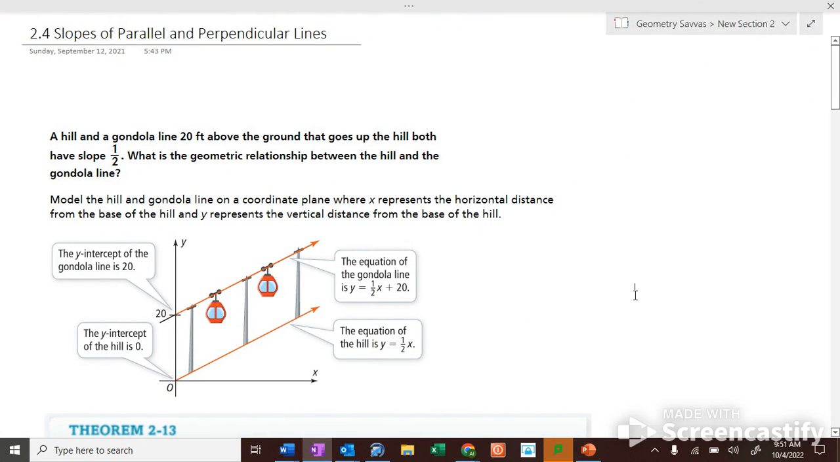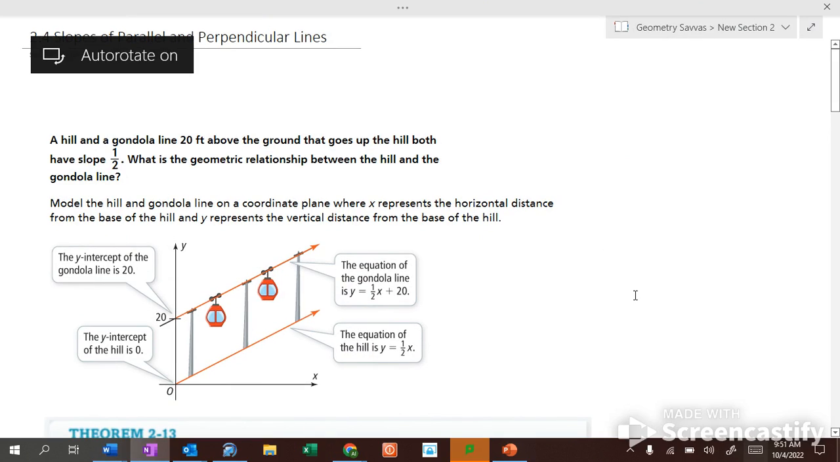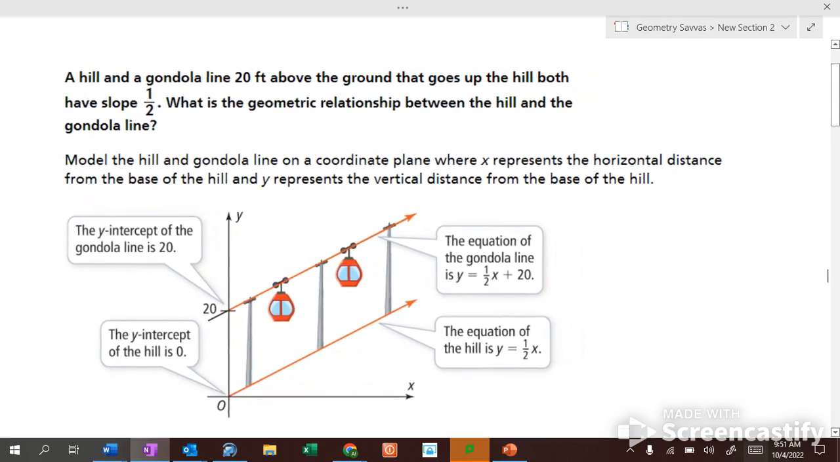Okay, here we go. All right. I'm going to shut off this front light so the screen shows up a little better.